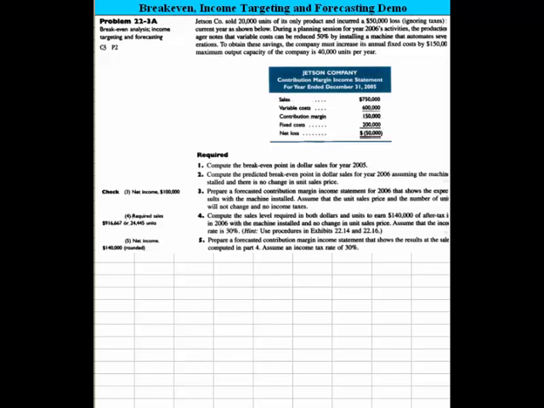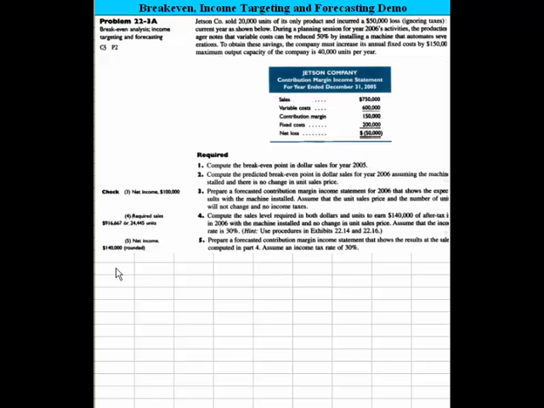And we're assuming they're going to buy a piece of equipment here, which will increase the maximum output capacity of the company to 40,000 per year. Now, the contribution margin for 2005 appears in the table before you. So let's compute break-even in dollars for 2005.